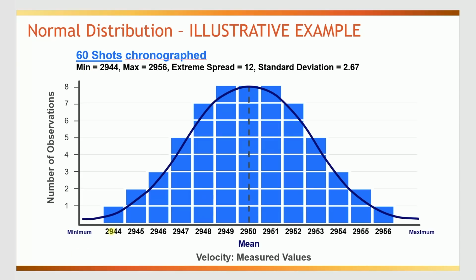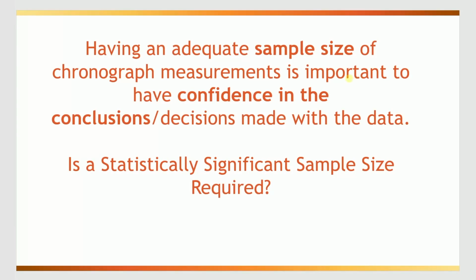We have a min of 2944 and a max of 2956 as far as muzzle velocities. The extreme spread is simply the difference between the min and the max. So that's 12 in this example. And then the standard deviation is 2.67. So having a large sample size, or the more data you capture over the chronograph, gives you more confidence in the conclusions being made with the data.